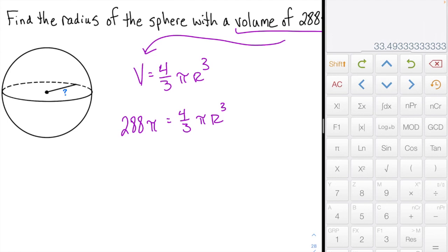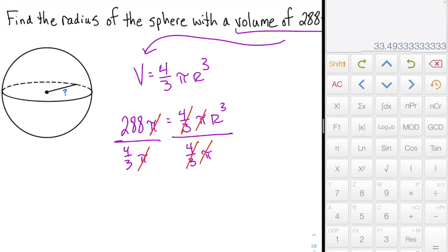Like in every other video where we want to solve for a variable, I'm going to divide by the things that need to go away. On the right-hand side, I divide by 4/3 pi. I'll do the same thing over here. I'll grab my red pen because I like to cancel out with red. 4/3 divided by 4/3 cancels out. Pi divided by pi. Pi divided by pi. And then I have 288 divided by 4/3.